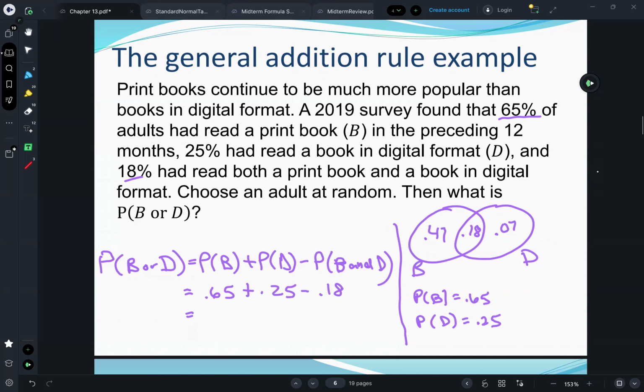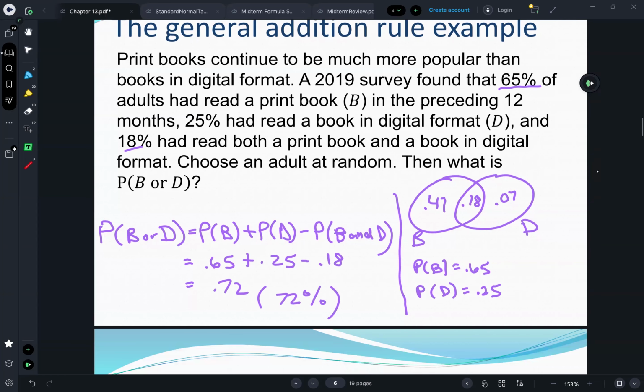And they're not disjoint events because they could have read both. So you can tell this is not disjoint because they could do both. If they had read both, it would be 0.18. So we have to subtract that out because we would be counting it twice. So this ends up being, anybody? Yes, good, 0.72 or 72%. You can put it that way too. And so that is how we calculate it.